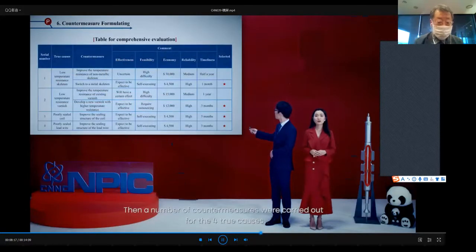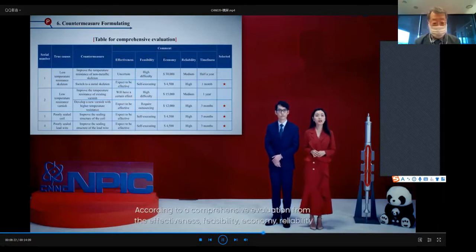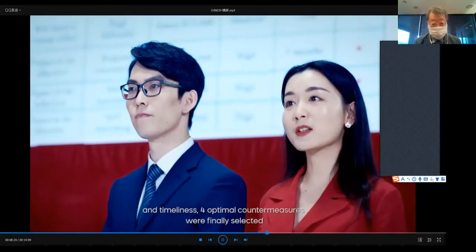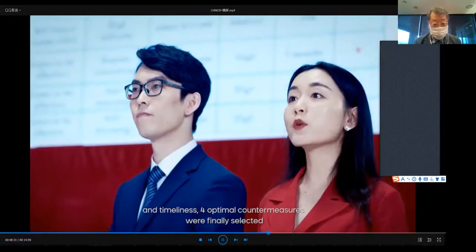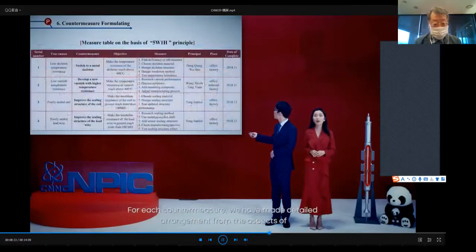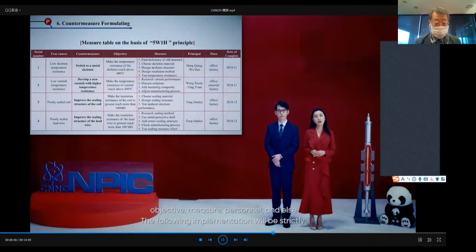Then a number of countermeasures were carried out for the 4 true causes, according to a comprehensive evaluation of effectiveness, feasibility, economy, reliability, and timeliness. 4 optimal countermeasures were finally selected. For each countermeasure, we have made a detailed arrangement from the aspects of objective, measure, personnel, and else. The following implementation will be strictly performed according to this table. Next, we will introduce the specifics.